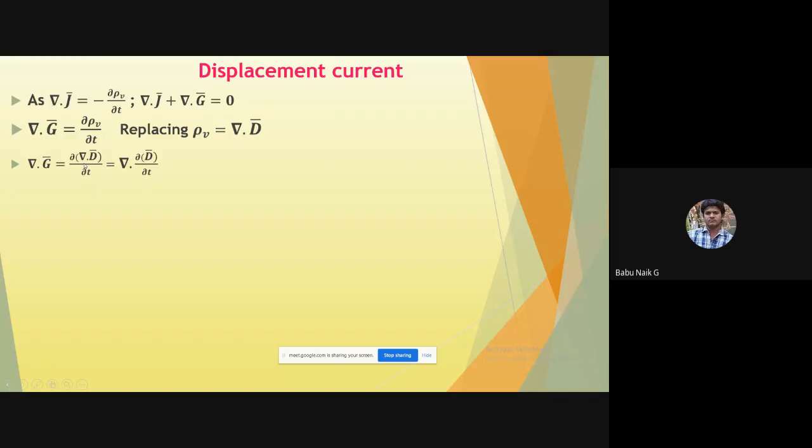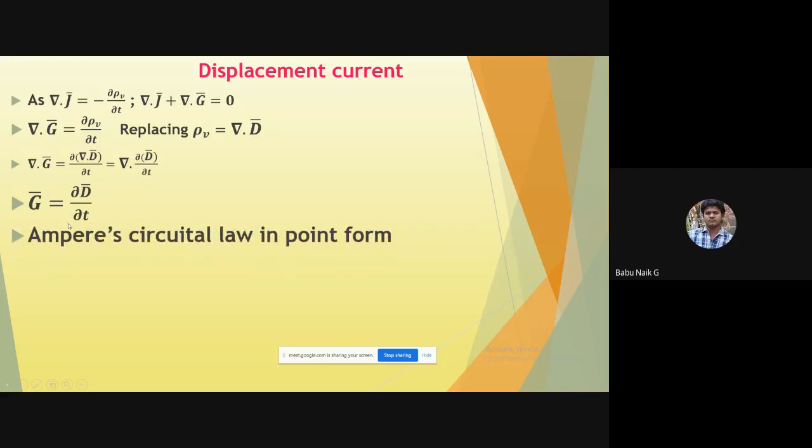So here divergence is constant, so you can take it out with respect to time, outside. You will get del dot ∂D/∂t with respect to the time. Now both sides have the same divergence, so you can cancel it out. So now you will get J = ∂D/∂t, which is nothing but like a displacement current, with respect to the time.